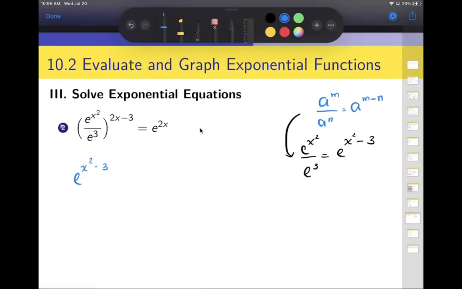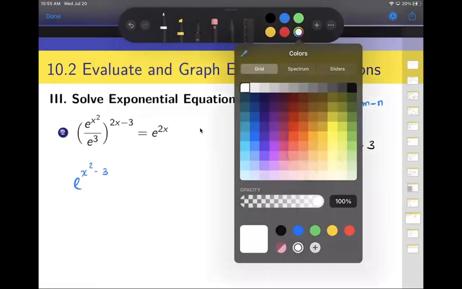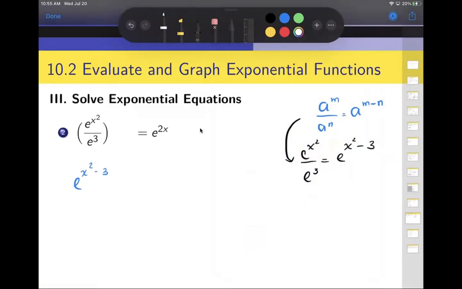I think I messed up something. It should not be 2x minus 3 out here. It's nothing there. Apologize. That would make it even more complicated, which I'm not going to do to you. So the original equation is just like that, which we change into this. And now we bring down the right hand side, which is e to the 2x.